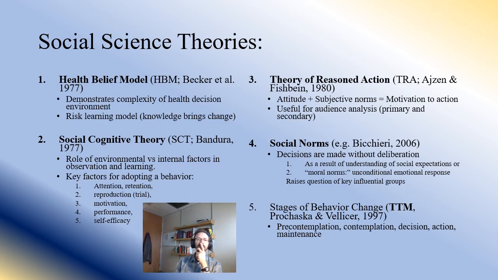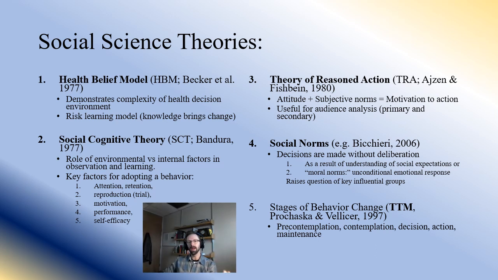So here's some theories that the textbook mentions. We have the health behavior model, which we've mentioned in the past. We'll go into that again a little bit here. This is a risk learning model, and it demonstrates the complexity of the health decision environment. We've kind of talked about that before.